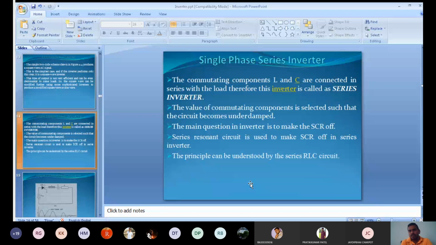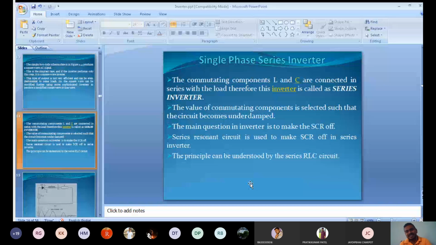The value of commutating components are selected such that... Sir, yes, what is L and C, sir? Who is speaking? Vishal Waghela, sir. Okay, L is the inductor and C is the capacitor. You are in the final year of electrical engineering. Okay, sorry.